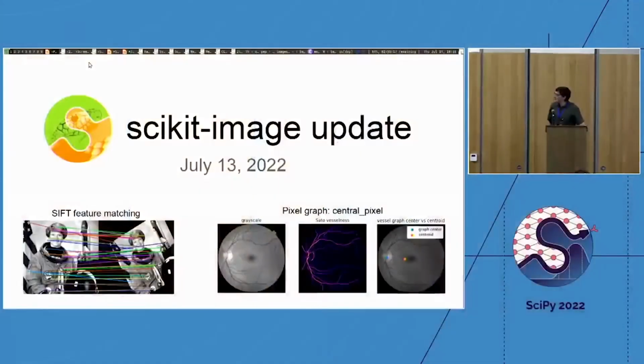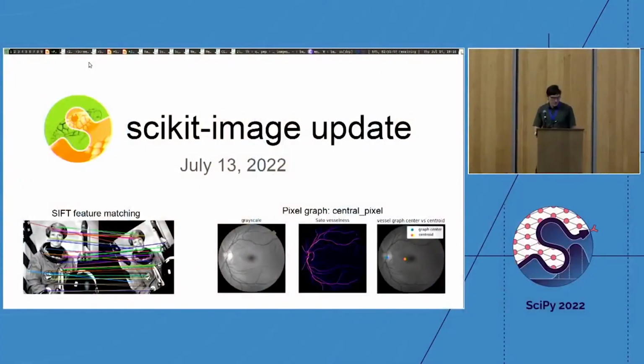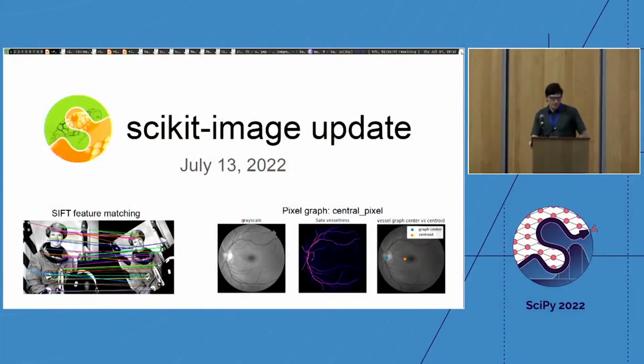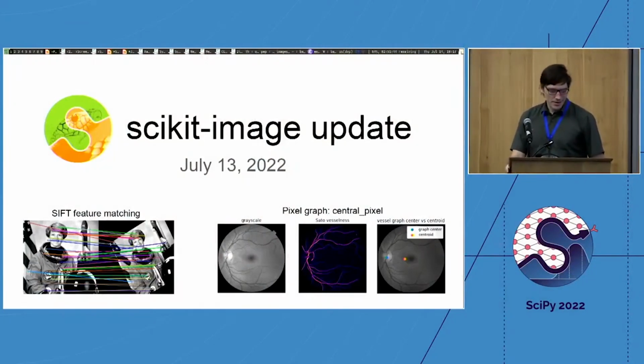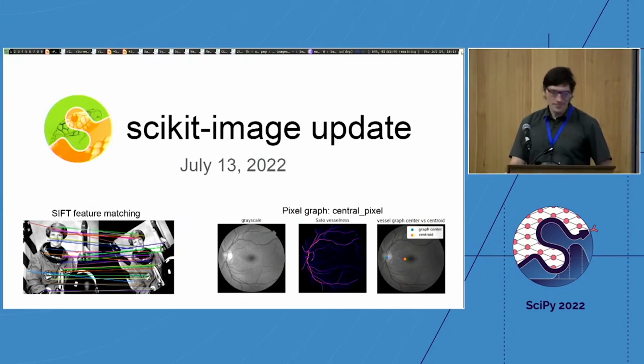Okay, thanks. Yeah, I'm just going to give a few updates over the last year or so. New things at scikit-image. Shown on this slide are the scale-invariant feature transform, which is a popular feature matching tool that came out of patent recently, so we've added that to the library. And the other image here is a pixel graph algorithm for finding a centroid that is constrained to fall onto the locations of the foreground pixels.